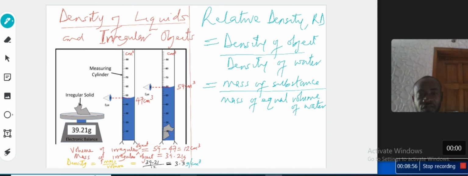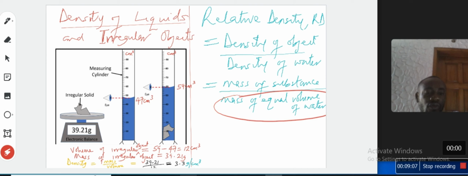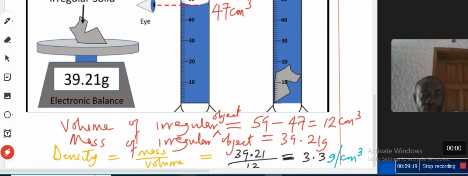So what do I say relative density is? Density of object over density of water, or mass of substance over mass of equal volume of water. It's very easy. Look at this object we just found. What is its density? 3.3 grams per cm cube. Let me zoom it in for you to see. The object we just found, the density is 3.3 grams per cm cube.